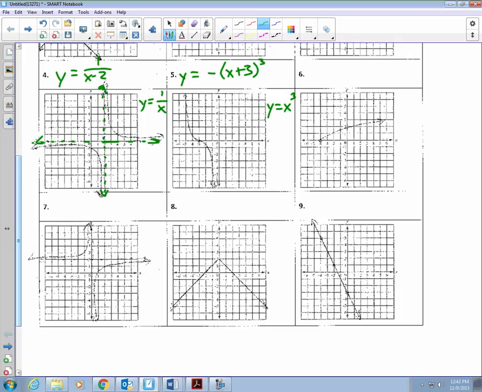How about number 6? What's the parent function? Root of x. Just one shift. What is it? Yeah, it's 4 to the left, so it's going to be y equals the square root of x plus 4.